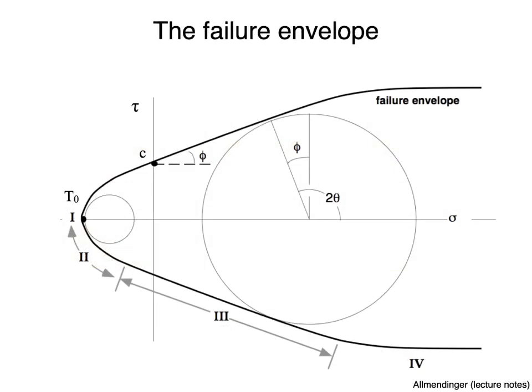The failure envelope has 4 characteristic fields. Fields 1 and 2 are the tensile regime. Field 3 is the frictional regime. And field 4 is the ductile regime. Notice that in fields 3 and 4, phi is the slope of the failure envelope.